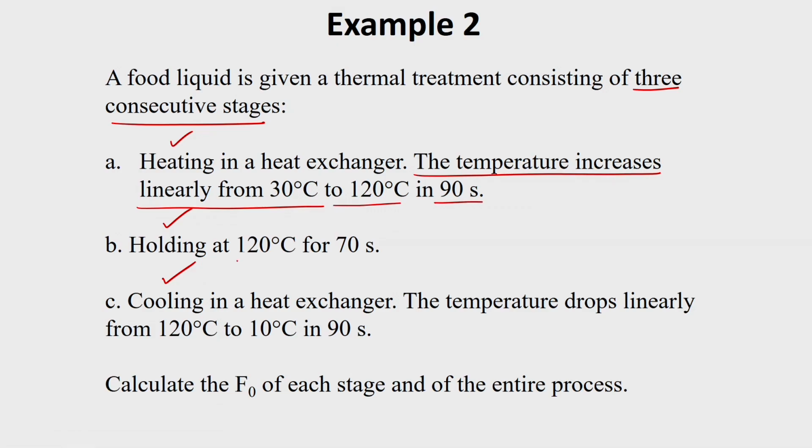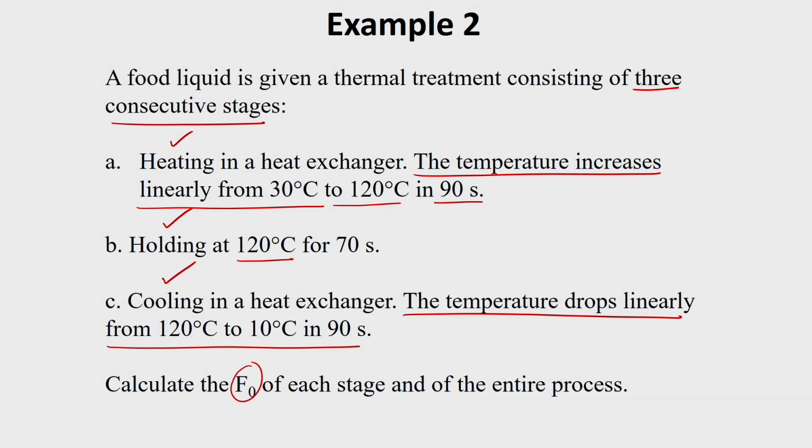In holding, it is a constant temperature process. It is at 120 degrees centigrade for about 70 seconds. The third stage is cooling in a heat exchanger. Again, the temperature drops linearly from 120 degrees centigrade to 10 degrees centigrade in 90 seconds. So, we are supposed to calculate the F naught of each stage of the entire process, right.